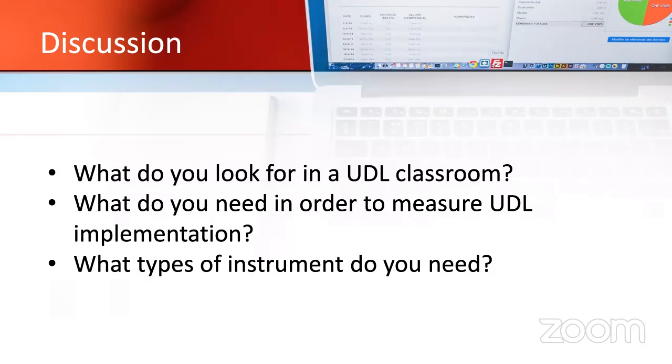If you could just let us know, you can raise your hand and request control of your microphone, or you can just type in: what do you need in order to measure UDL implementation? What kind of tool would you love to have tomorrow when you go into your learning environment, wherever you are? And how can we help you as researchers? What kind of tools do we need to be developing and validating?